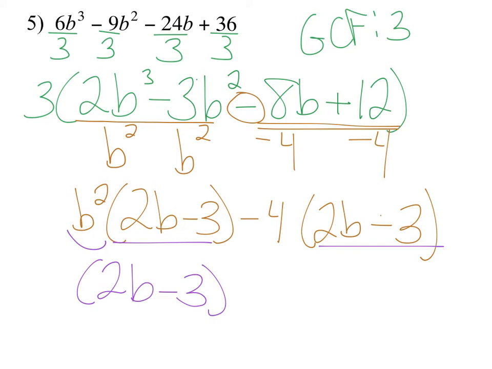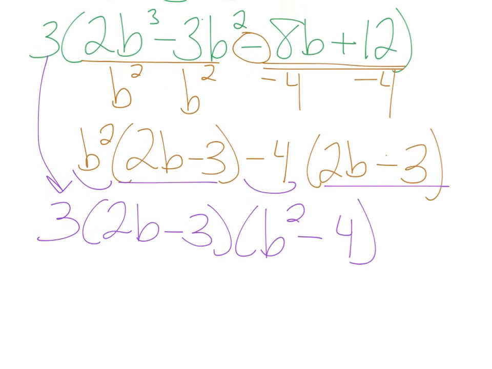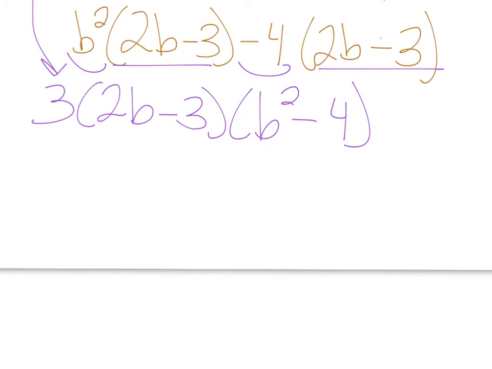Our other factor is b squared minus 4. And we're going to remember to bring down this 3. Now, normally we would be done, but because something else happens in this type of factoring, and it's the type of thing that the Algebra 2 teachers have really said they want to point out, I want you to start recognizing this situation right here. A perfect squared minus a perfect squared.